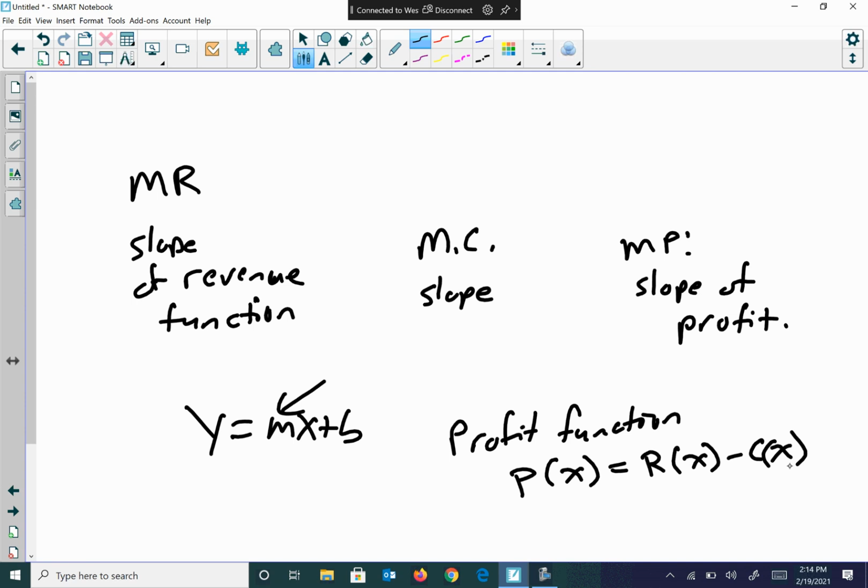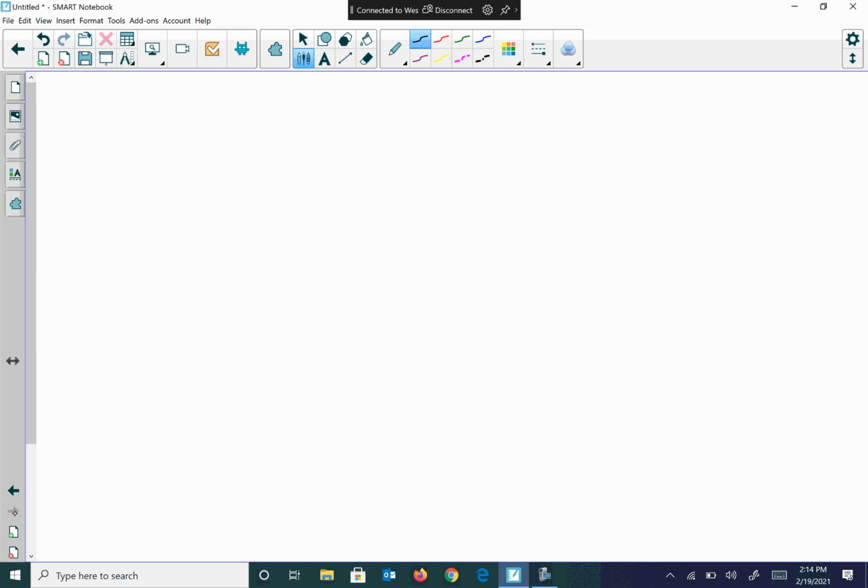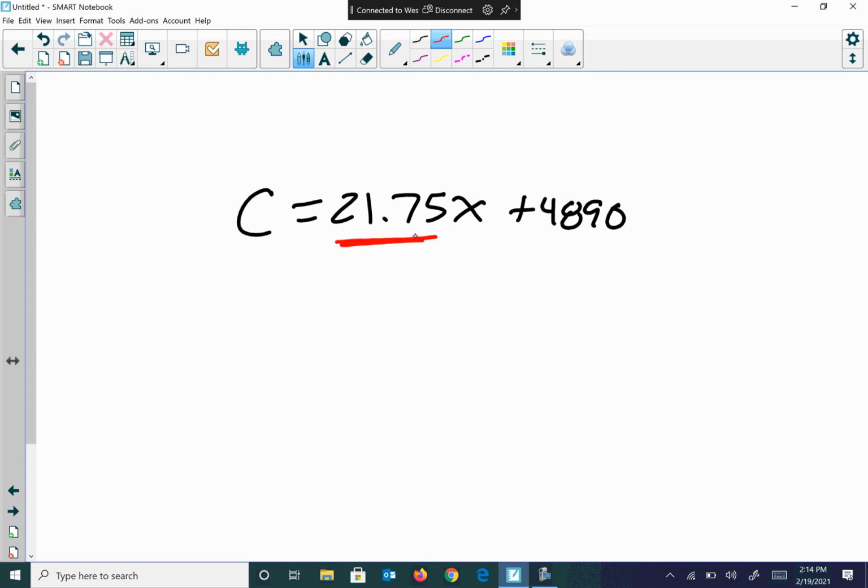All right. Let's see. It says down here, suppose the cost in dollars for a product goes along with this equation: C equals 21.75x plus 48.90. What is the marginal cost for this product? Okay, so the marginal cost for this product is our slope. It's the slope of this, so it's 21.75 per item.